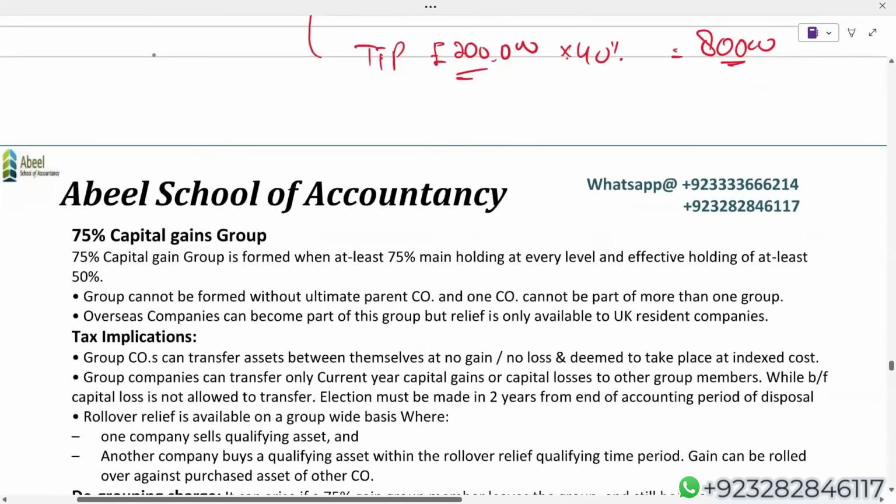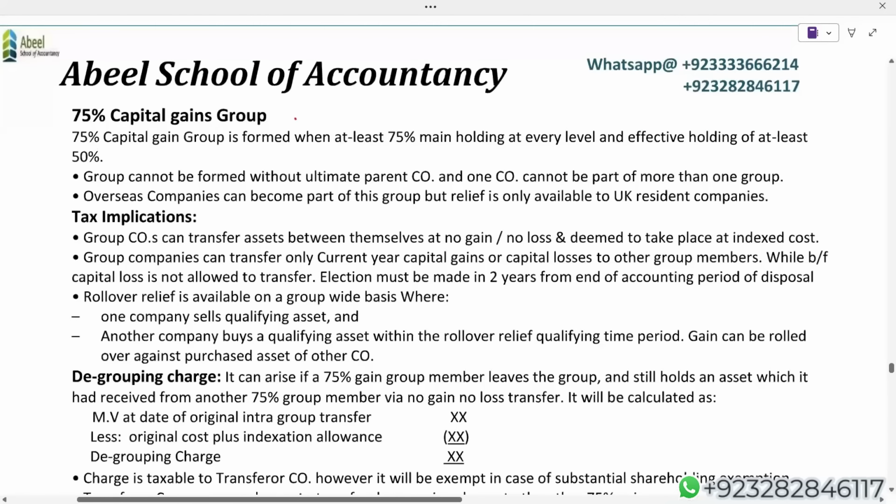Again, overseas companies can become a part of a consortium arrangement, but they cannot get the benefit. 75% capital gain group. How do we make a 75% capital gain group? The direct holding of the parent has to be 75%. At each level, the holding has to be 75%, but the effective holding of the parent must be more than 50%. Again, overseas companies can be a part of a 75% capital gain group, but they won't be able to get any benefit from this group. Under the 75% capital gain group, current year capital gains and losses can be transferred. Another implication: if assets are sold within a 75% capital gain group, they will be sold at no gain, no loss.